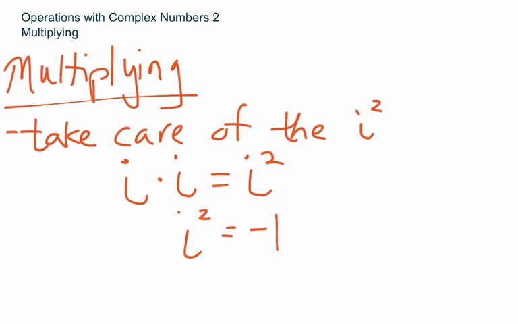I'm going to repeat this because it's a common misconception. i does not equal -1. i squared is equal to -1. So when you start multiplying your complex numbers, there's a decent chance you're going to end up with an i squared somewhere in there, and then you will substitute out the i squared with a -1.